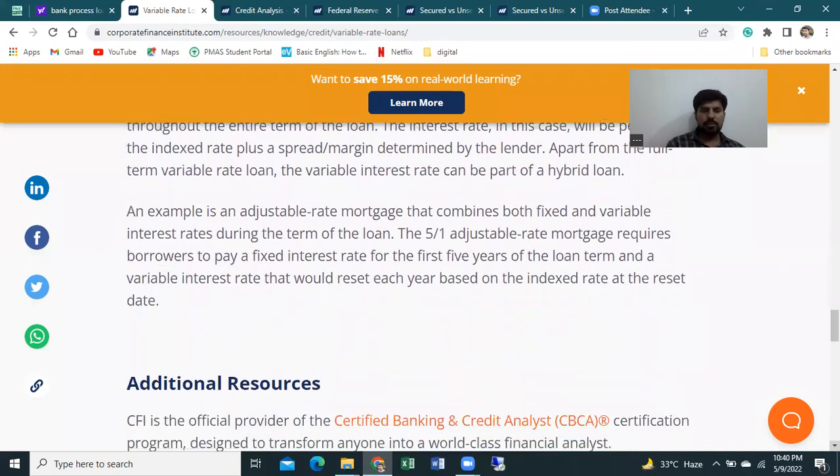An example is the adjustable rate mortgage, which combines both fixed and variable rates. The borrower pays a fixed interest rate for the first 5 years of the loan term, and the variable interest rate is then reset each year based on the index rate.